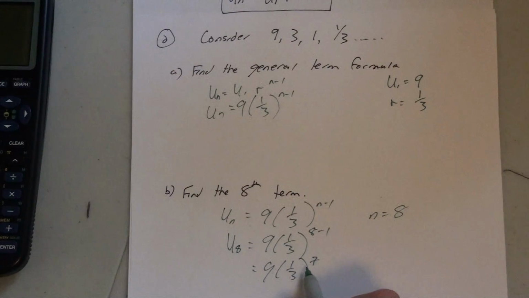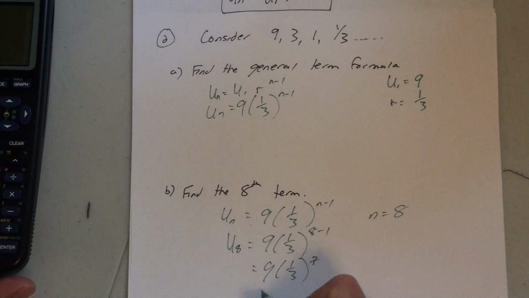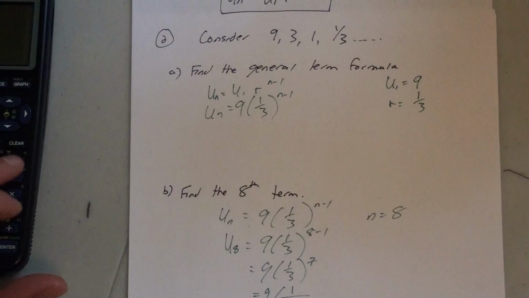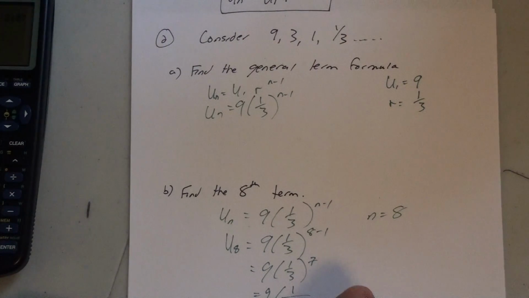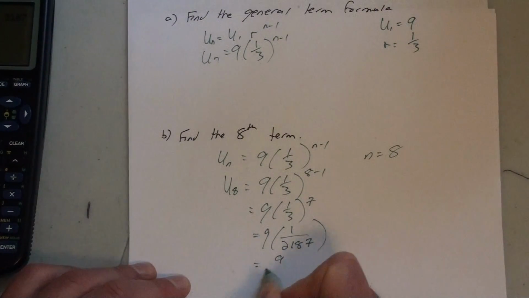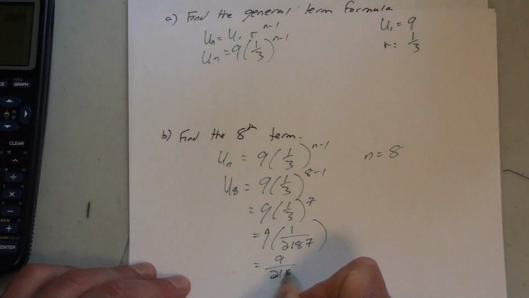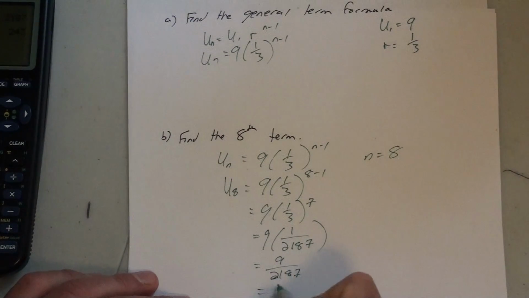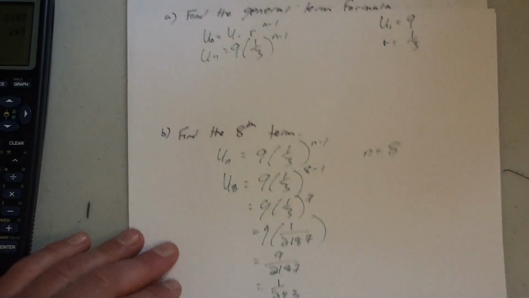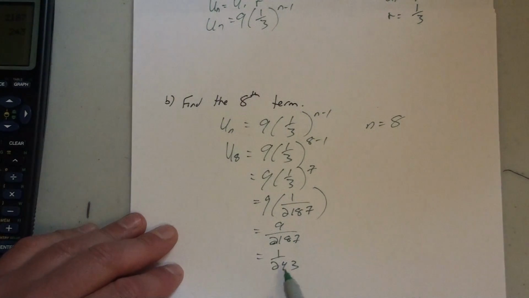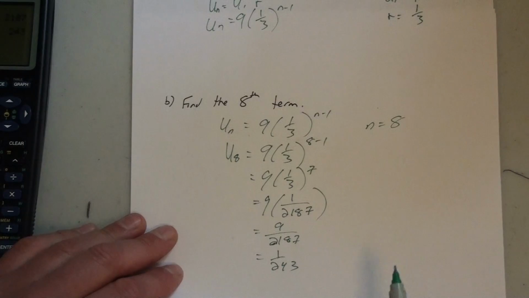Now, a fraction to an exponent means that the exponent goes to both the top and the bottom. 1 to the exponent of 7 is still just 1. And 3 to the exponent of 7 is 2,187. Now I can multiply this together and we get 9 over 2,187, which can be reduced to 1 over 243. Okay, so make sure you do your exponent first before you multiply by the coefficient in front.